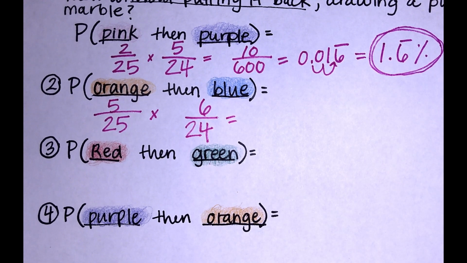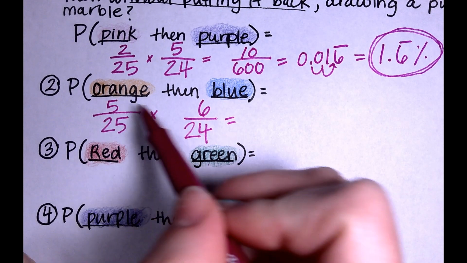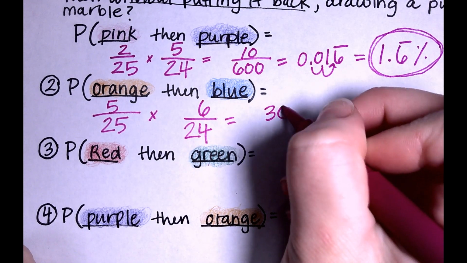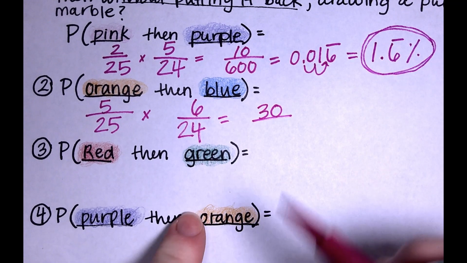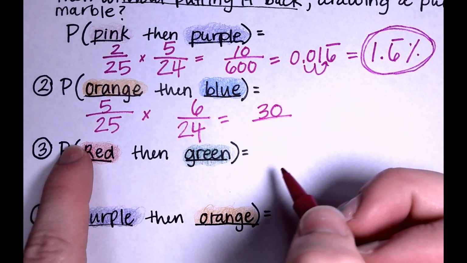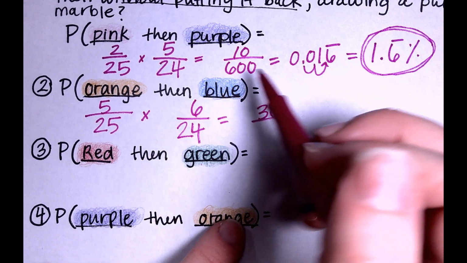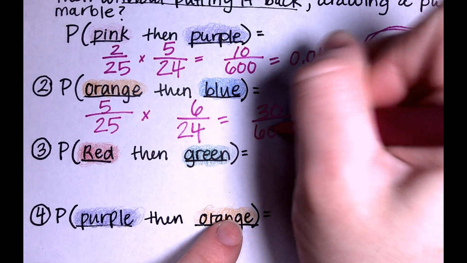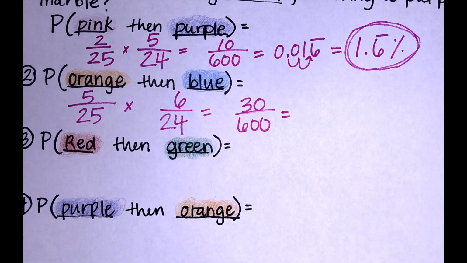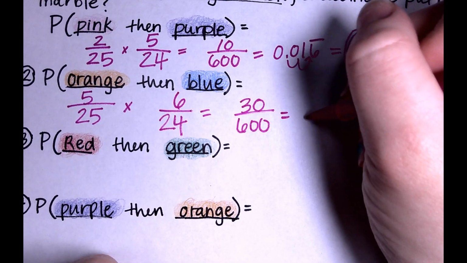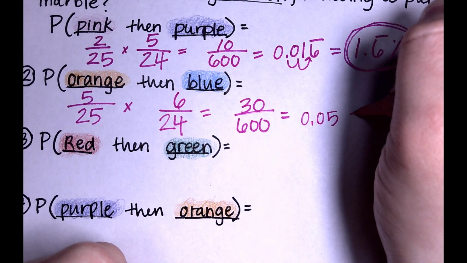So let's see. 5 times 6 gives me 30 on top. And the same thing on the bottom. 25 times 24 will give us 600. Okay. So tell me when you get to this point, what is my decimal? 0.05. Perfect. 0.05.